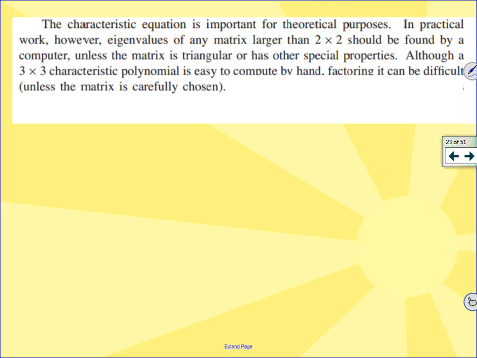The characteristic equation is important for theoretical purposes. In practical work, however, eigenvalues of any matrix larger than 2 by 2 should be found by computer, unless the matrix is triangular or has other special properties. Although a 3 by 3 characteristic polynomial is easy to compute by hand, factoring it can be difficult unless the matrix is carefully chosen.